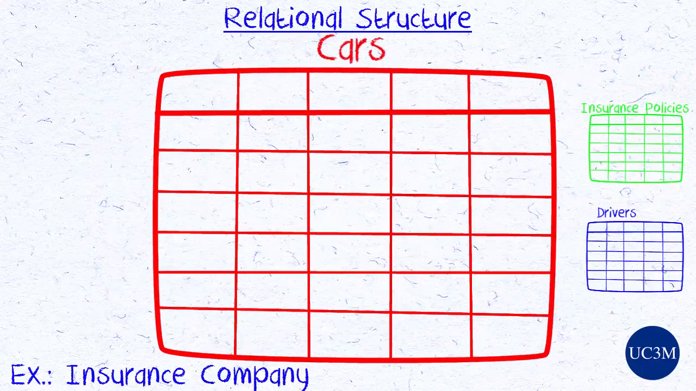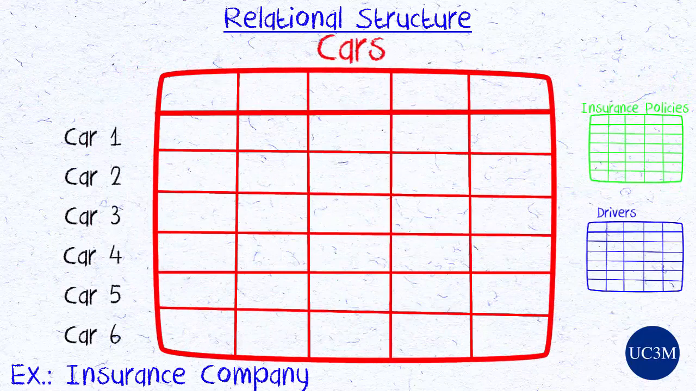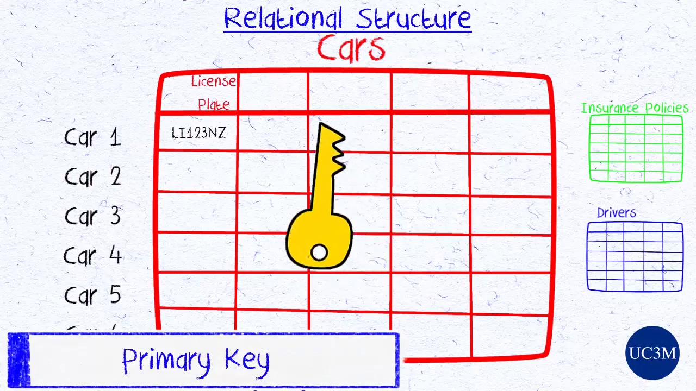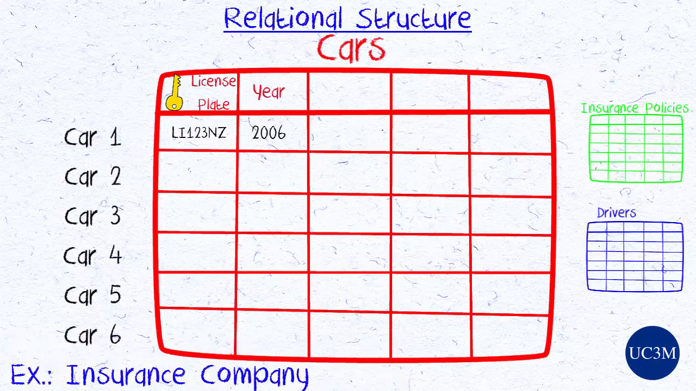In our example, each row in the cars table would correspond to a car. The first column could be the license plate. Each table must have a column or attribute that is not repeated, and thus identifies the row or individual. This attribute is called the primary key, the license plate in our example of the car table. Other columns might include the year of manufacture or the car model.